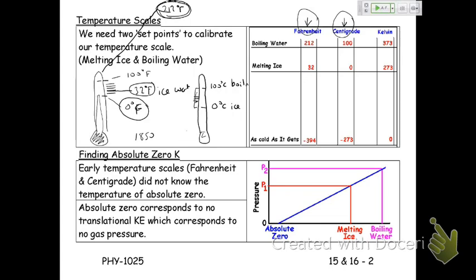A guy called Lord Kelvin, he's finally called Lord Kelvin because he got raised in the British aristocracy. I think he was pretty well to do before he began, but he became Lord Kelvin. Lord Kelvin said we need to find the temperature of absolute zero, as cold as it can get anywhere in the universe.